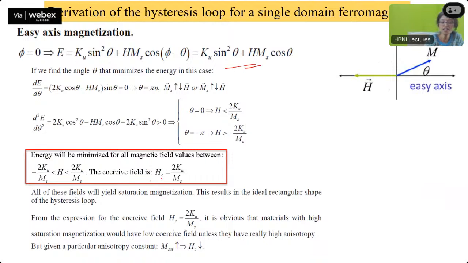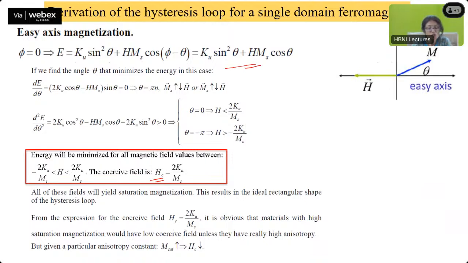So the coercive field in this case is 2 Ku by Ms, because beyond this point to this point, it is having the lowest energy. So all of these fields will yield saturation magnetization. So this results in the ideal rectangular shape of the hysteresis loop.